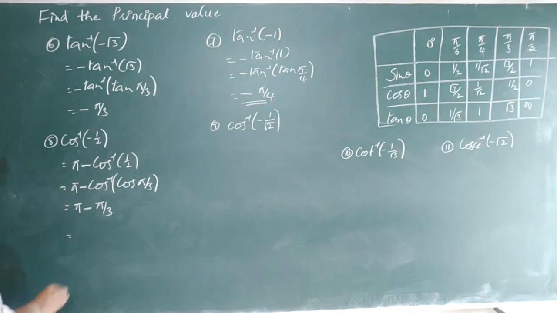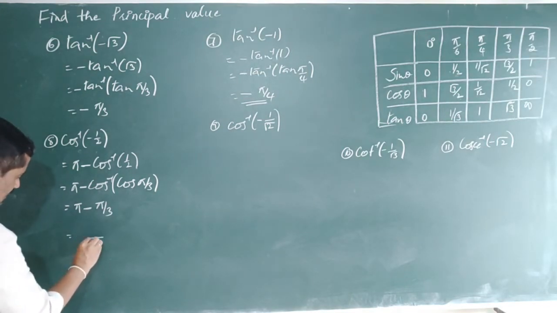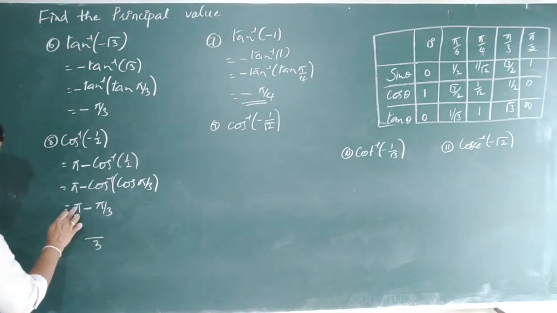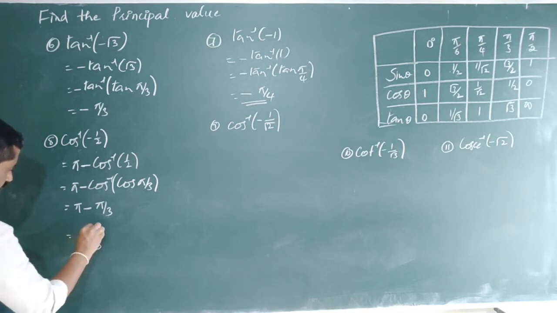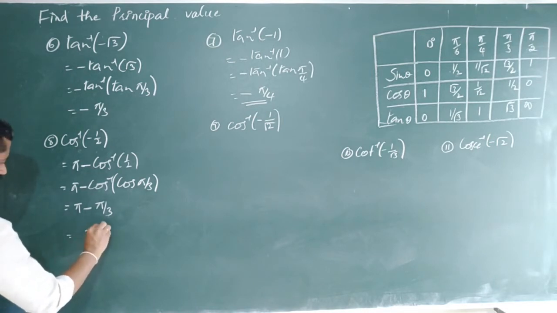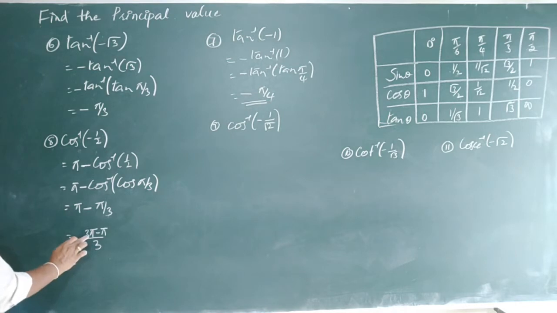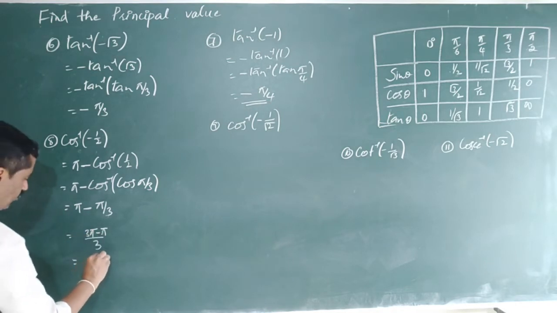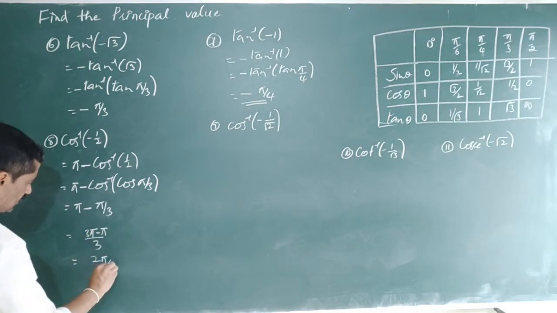Now take the LCM. What is LCM here? That is 3 is LCM. Again 3 into pi, that is 3 pi minus 1 into pi, we have pi. Again that is equal to 3 pi minus pi, we have 2 pi by 3.